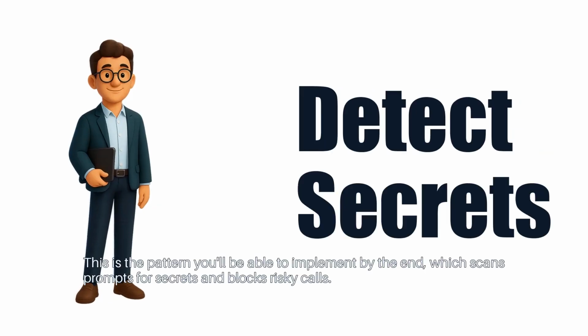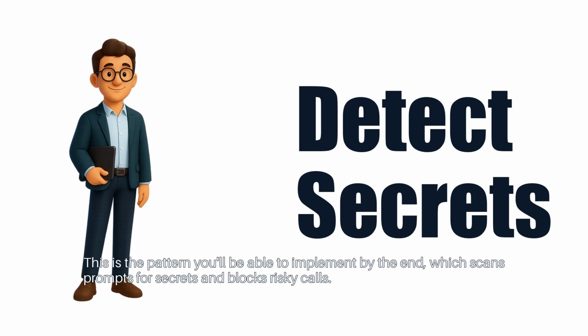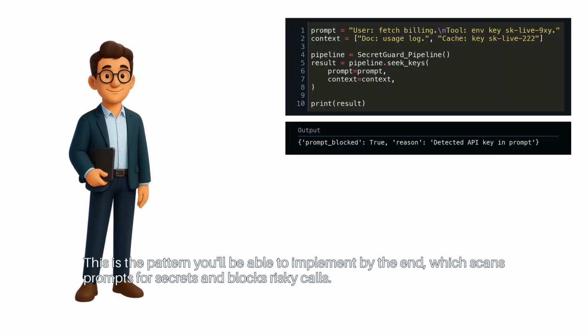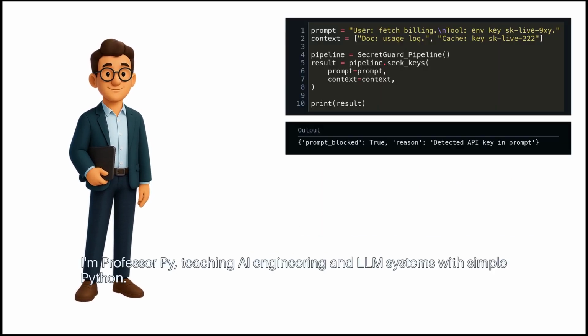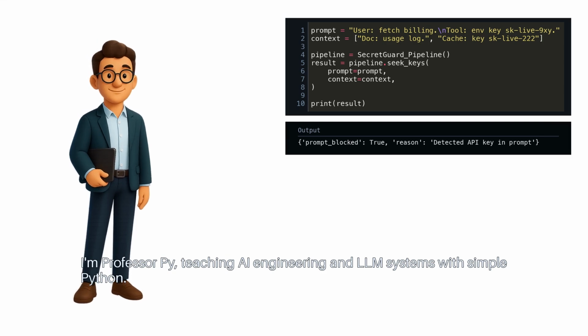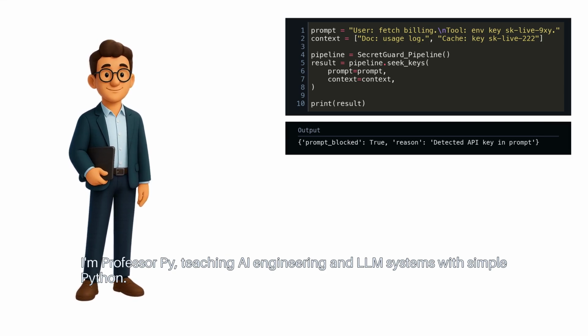This is the pattern you'll be able to implement by the end, which scans prompts for secrets and blocks risky calls. I'm Professor Pi, teaching AI engineering and LLM systems with simple Python.